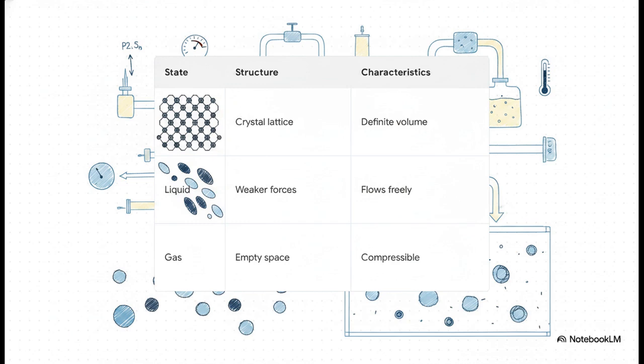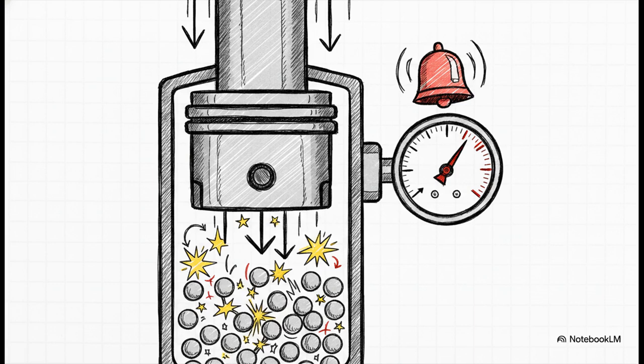But gases? Gases have vast amounts of empty space and practically zero cohesive forces. They completely take the shape of their container and are highly compressible. Understanding these fundamental structural differences is what dictates an operator's entire strategy for control. And because gases have all that empty space, manipulating them is seriously high-stakes work.